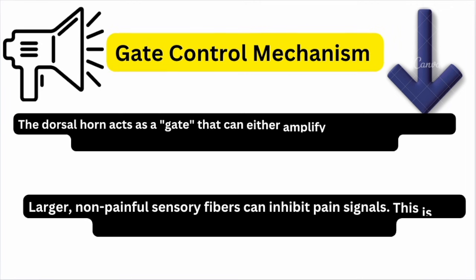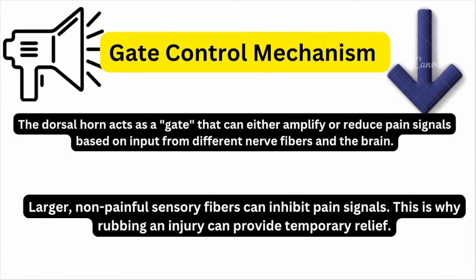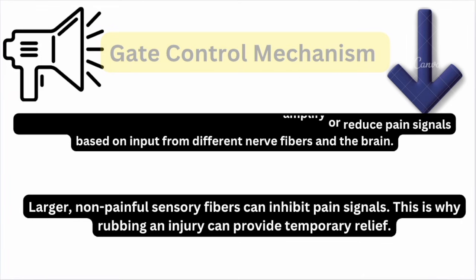Gate control mechanism. The dorsal horn acts as a gate that can either amplify or reduce pain signals based on input from different nerve fibers and the brain. Larger, non-painful sensory fibers can inhibit pain signals. This is why rubbing an injury can provide temporary relief.